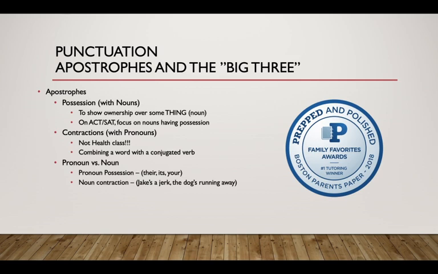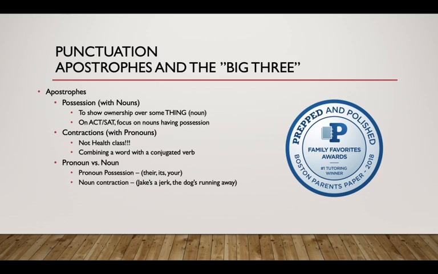For example, for pronouns, when we show possession, we actually don't use an apostrophe. To show possession, we simply use a different form. For they, the possessive form is T-H-E-I-R. For it, the possessive form is I-T-S. The possessive form of you is your.